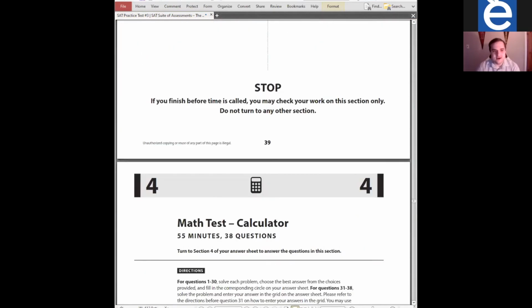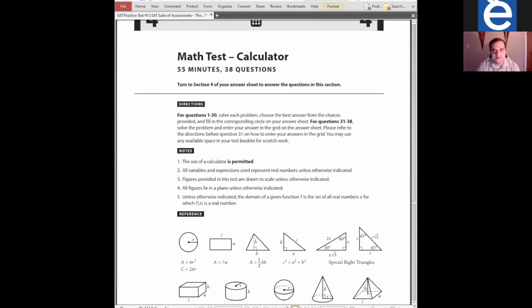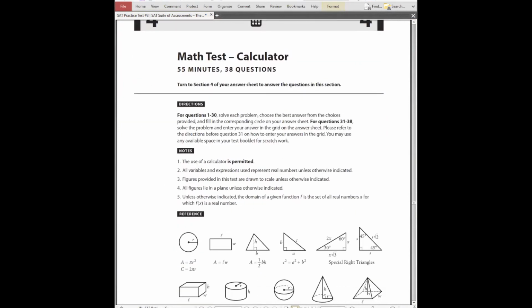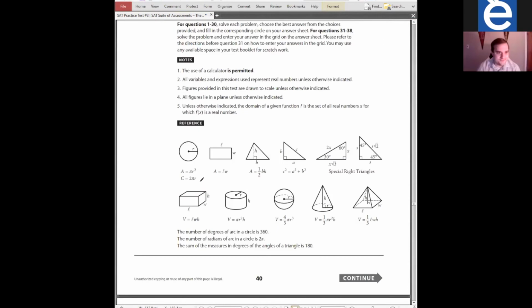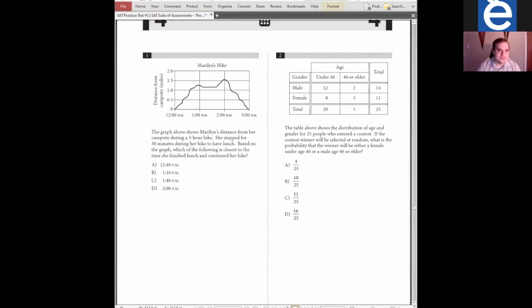So now here we are with the calc. One moment, sorry. All right. So here we have a graph. The graph above shows Marilyn's distance from her campsite during a 3-hour hike. She stopped for 30 minutes during her hike to have lunch. Based on the graph, which of the following is closest to the time she finished lunch and continued her hike?